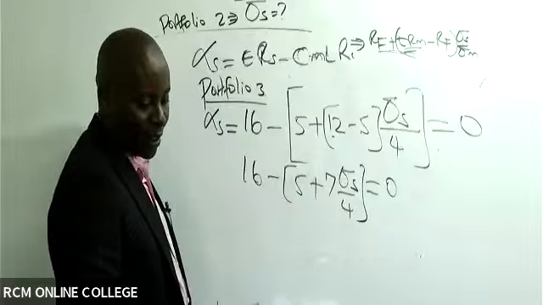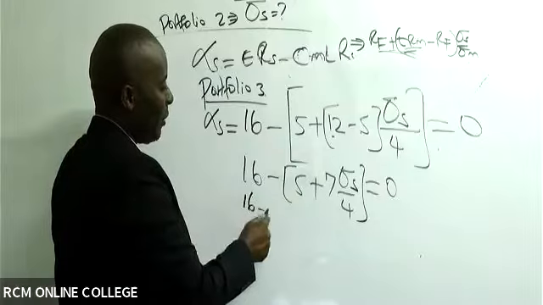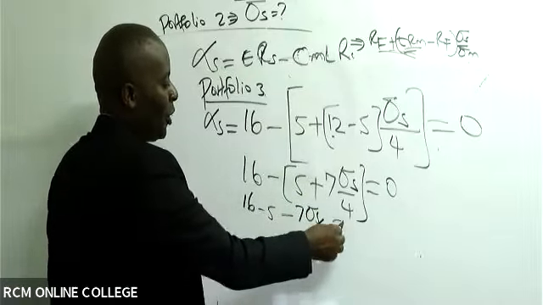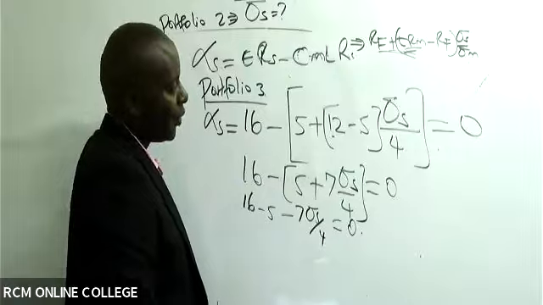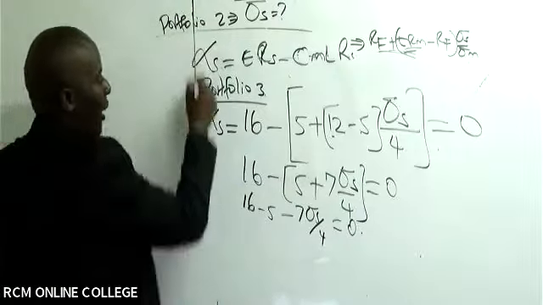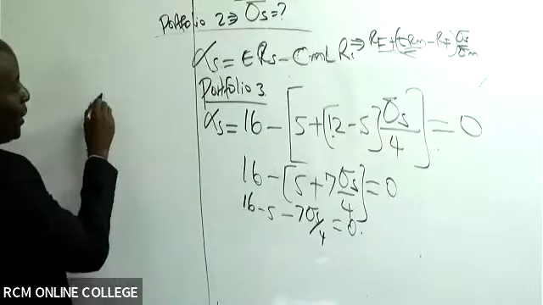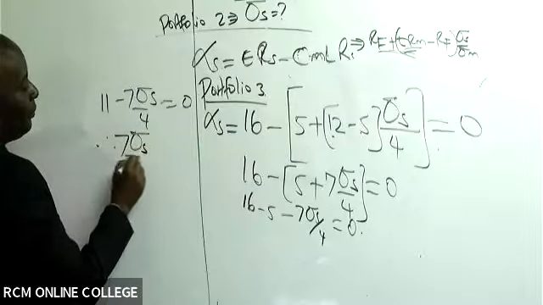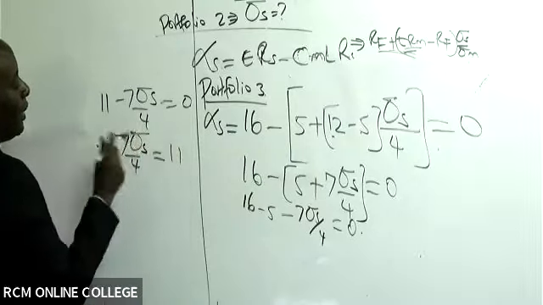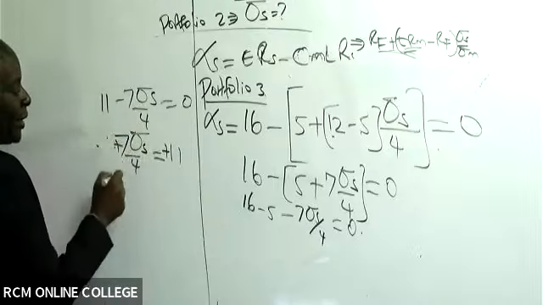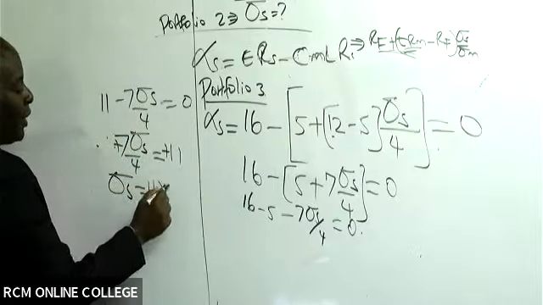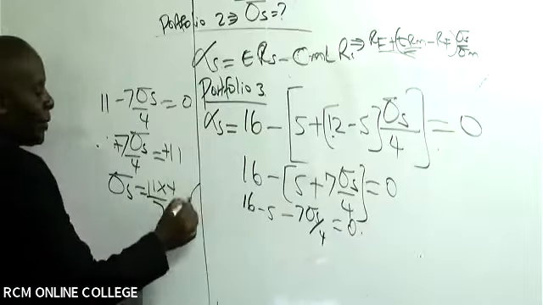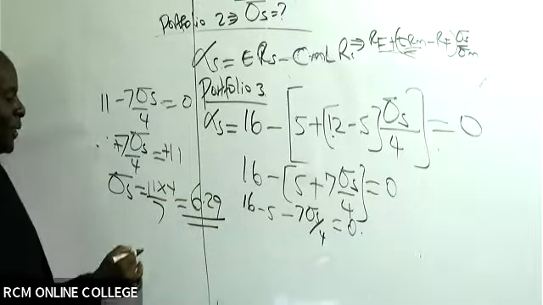When you open brackets, what are we getting? 16 minus 5, this becomes minus 7. So 7 standard deviation of S over 4 equals 0. Then 16 minus 5 is 11. So 11 minus this equals 0. Therefore minus 11, which will cancel with this other minus. So standard deviation of S will be 11 times 4 over 7, which gives 6.29. Did any student get it correct?